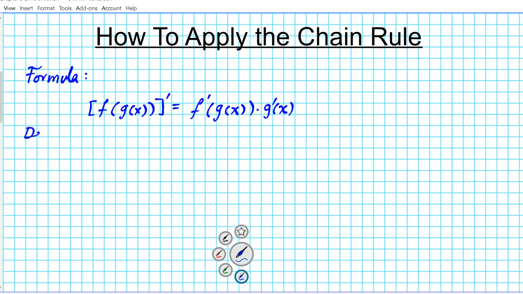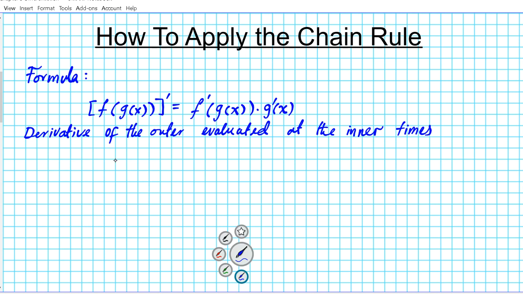So we're looking for the derivative of the outer function evaluated at the inner, so you differentiate one at a time. When you're differentiating the outer function, you do not differentiate the inner function at that point in time, because what you do is you differentiate the outer and put the inner in it. And then you multiply what you get by the derivative of the inner.